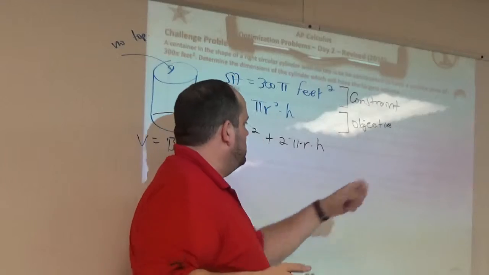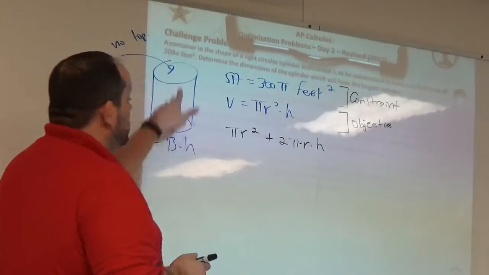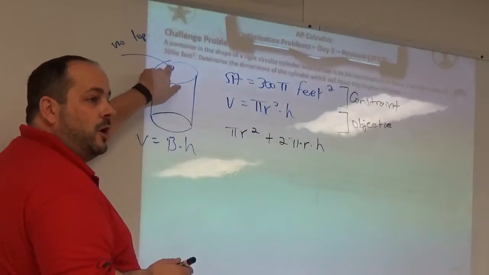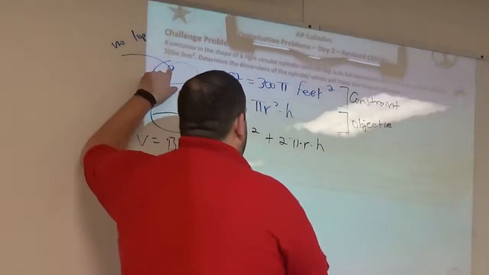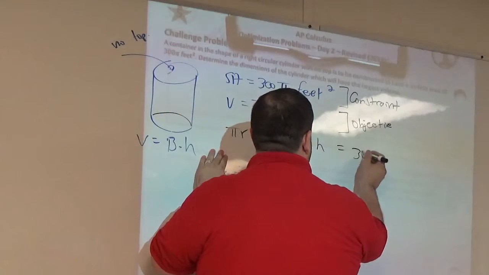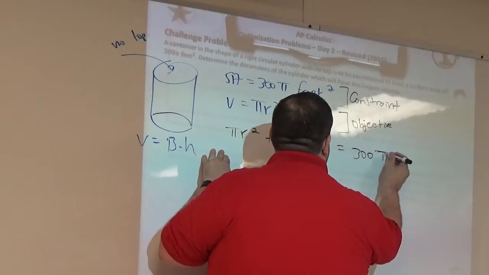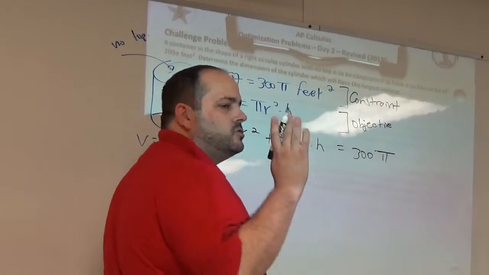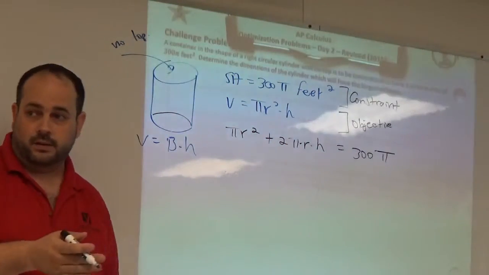There's no top, so don't make it 2 pi r squared. There's no top. And all of this then has to be equal to 300 pi, which is your constraint still.